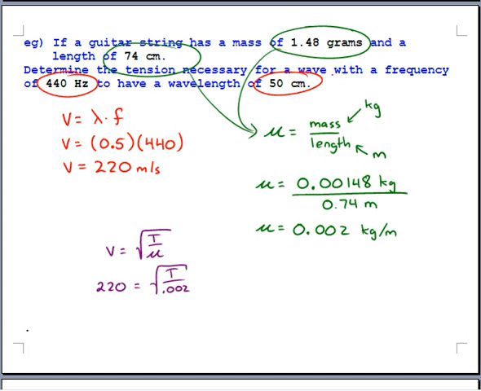220 equals root T over 0.002. You would want to square both sides. That gets rid of your square root. Oh, look, I've got it in there. Good. So there's the value. Multiply both sides by 0.002. We get a tension of 96.8 newtons.